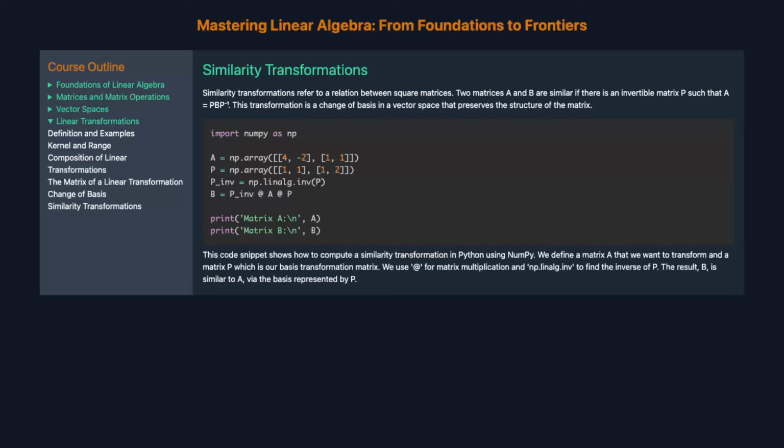This code snippet shows how to compute a similarity transformation in Python using NumPy. We define a matrix A that we want to transform and a matrix P, which is our basis transformation matrix. We use @ for matrix multiplication and np.linalg.inv to find the inverse of P. The result B is similar to A via the basis represented by P.